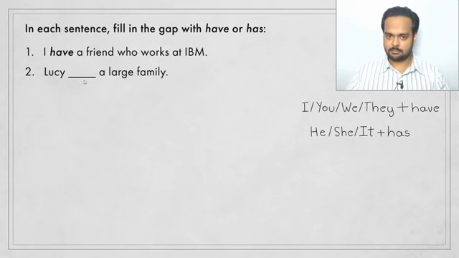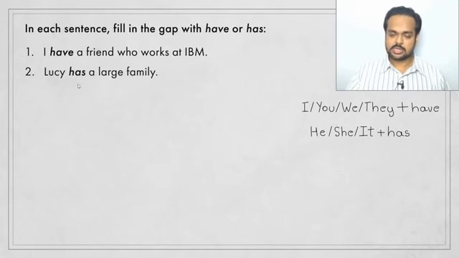Lucy, a large family. Have or has? Well, Lucy is the name of a girl, so it's like saying she. So she has. Lucy has a large family. Now notice here that both of these sentences talk about relationship.